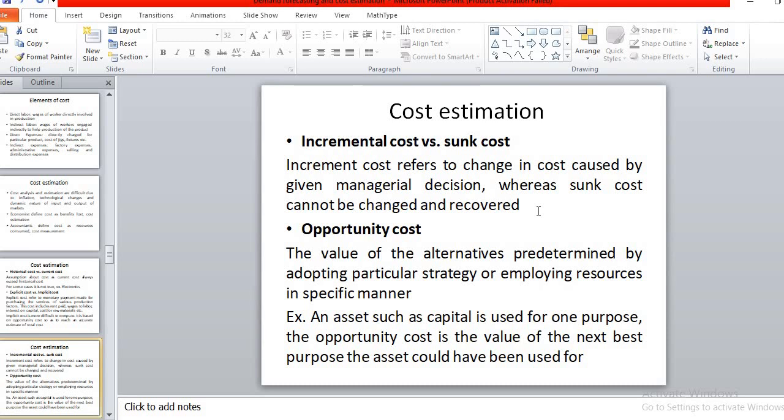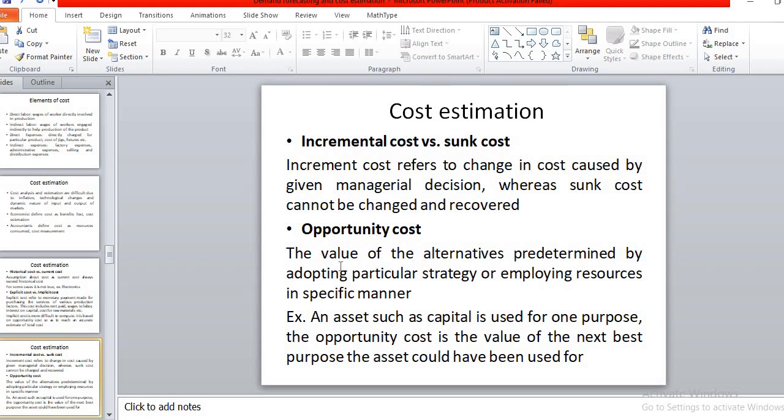But according to managerial decision, the price of a particular product may change, and accordingly the cost is considered, which may increase or decrease. Suppose a particular detergent bar gives 10% extra, or 20% extra, so the cost included in such decisions is considered as incremental cost, and it may be increased or decreased according to managerial decisions. So this is incremental cost and sunk cost.